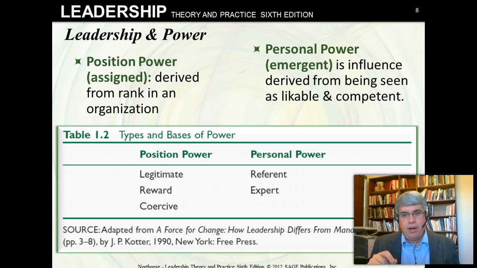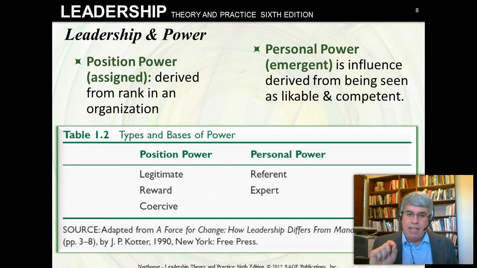Another classification, usually associated with emergent power, is the personal power. That's influence that's derived from being seen as likable and competent. People look at you as a person and they say, aha, I want to be influenced by this person because they have what I like and what I need. And so this is closely associated with referent power and expert power. Now, a person can have a mix of both position power and personal power. They're not in opposition to each other, but they're just basically two types of categories of how to influence people.